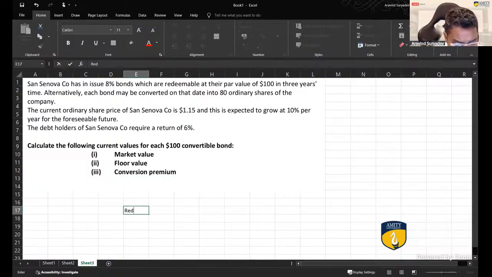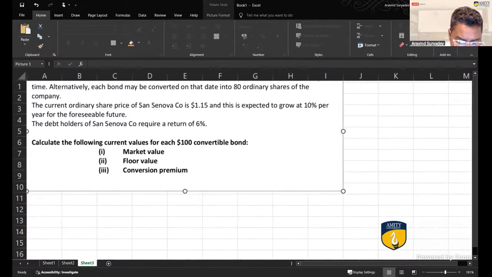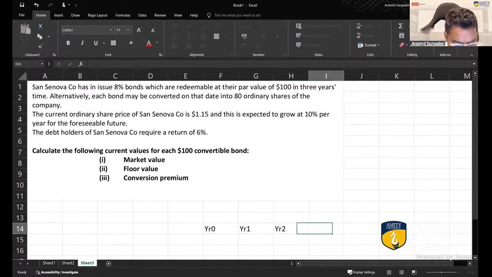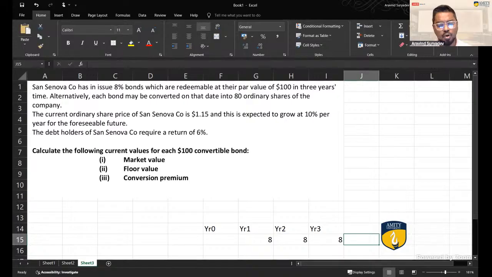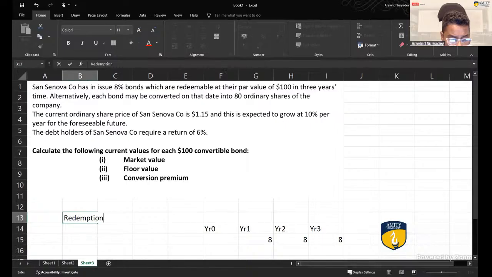So for this, we need to put down the cash flows involved in this share, and we have 3 years of cash flows. Year zero, year one, year two, year three. Now year one to three, what's happening? Well, $8 every year because it's an 8% bond. And in the last year, we have to decide if the bond holders would go for conversion or redemption, which means we got to figure out what is the redemption value and what is the conversion value.